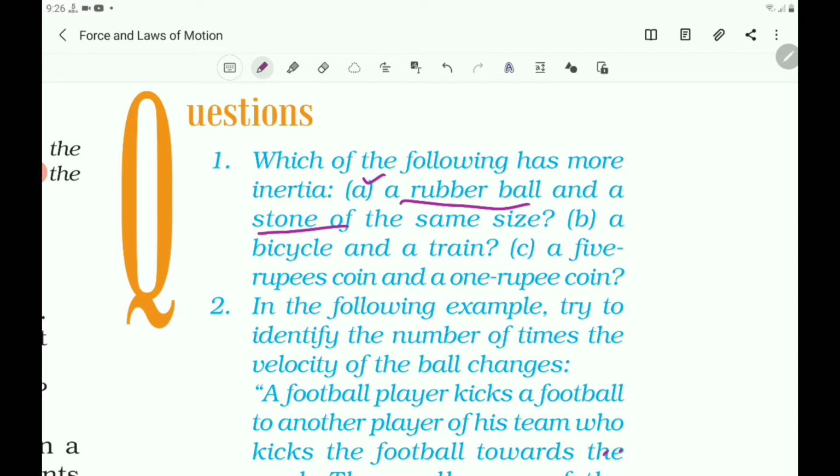Among the rubber ball and the stone, which one has more inertia? The stone, as the stone has greater mass, therefore it has greater inertia. Second, bicycle and train. You know that a train has much greater mass than a bicycle. So, the train will have more inertia.